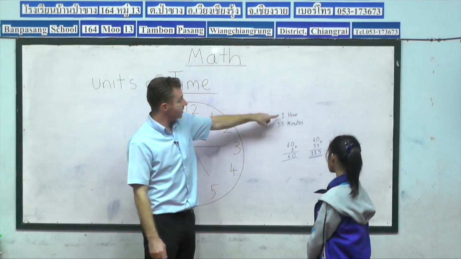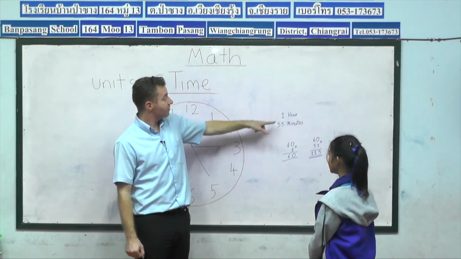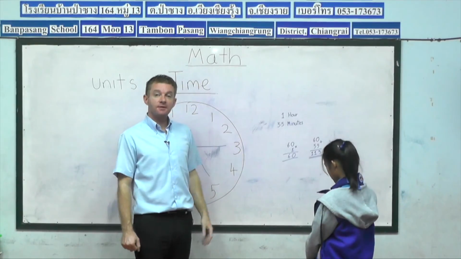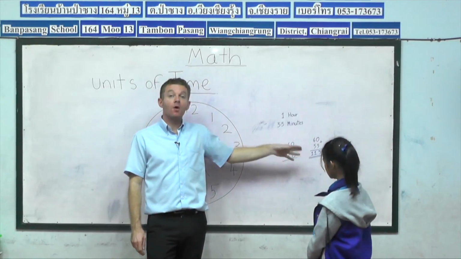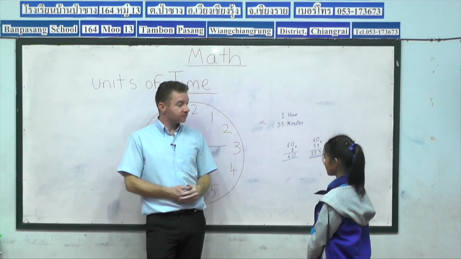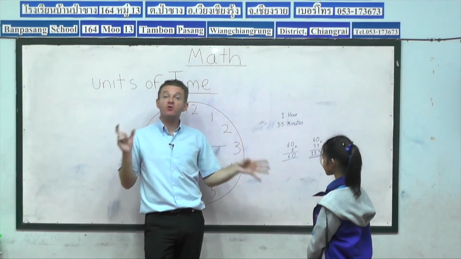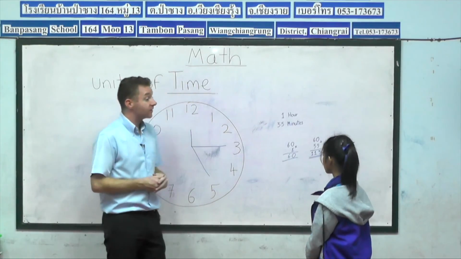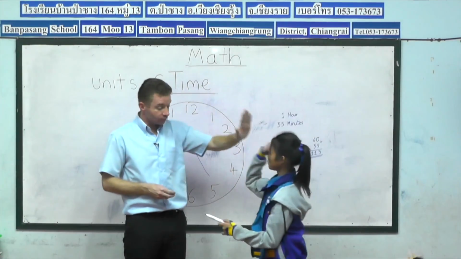So we can say 1 hour, 55 minutes equals 115 minutes. And that's how we work out the different units of time on a clock. Dan, that was brilliant. Big round of applause for Dan, please, guys.